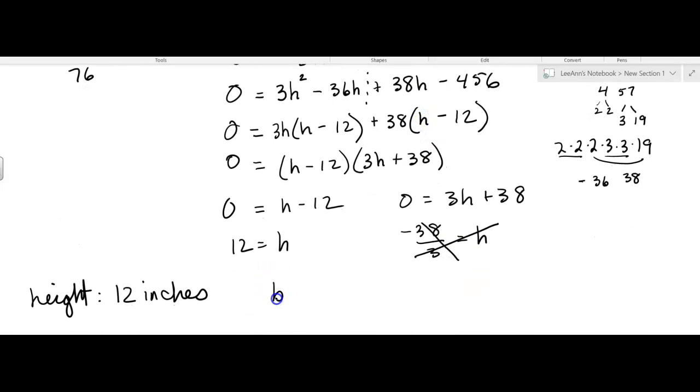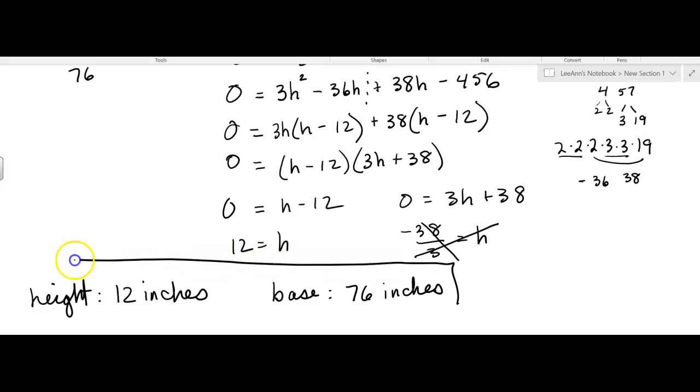So the base, 76 inches. That was a hard problem because of the numbers, but, you know, sometimes we have to deal with tricky problems. That was a long video.